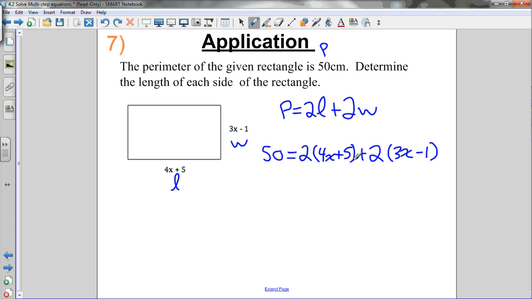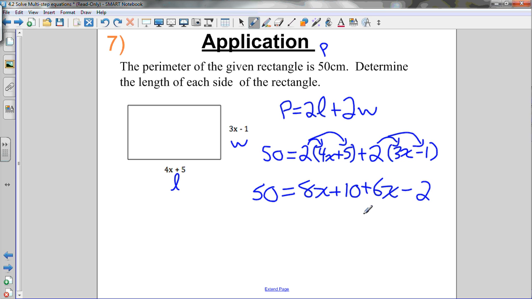Whenever you see brackets, we want to get rid of those first. So to get rid of these brackets, I need to use the distributive property to do the multiplication. So I have 2 times 4x plus 5, so I need to distribute the 2 to the 4x and the 5. That gives me 8x plus 10. Plus, I need to distribute the 2 to the 3x and the negative 1. 2 times 3x is 6x, and 2 times negative 1 is negative 2.